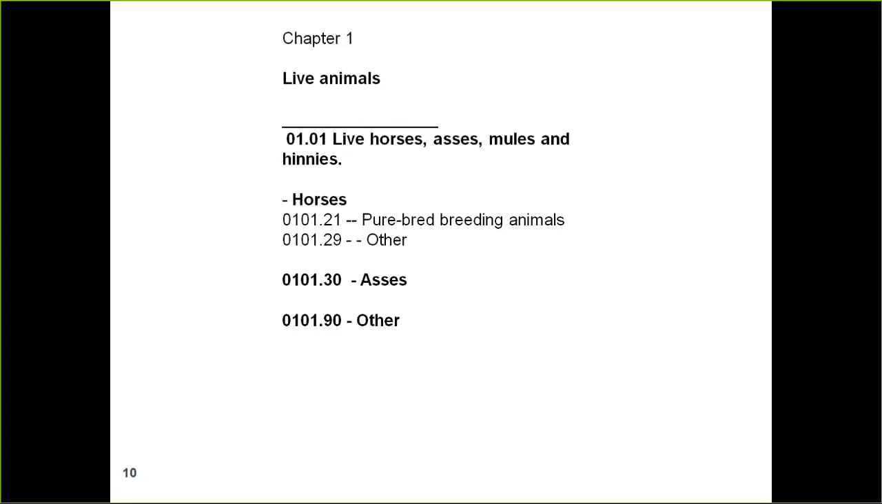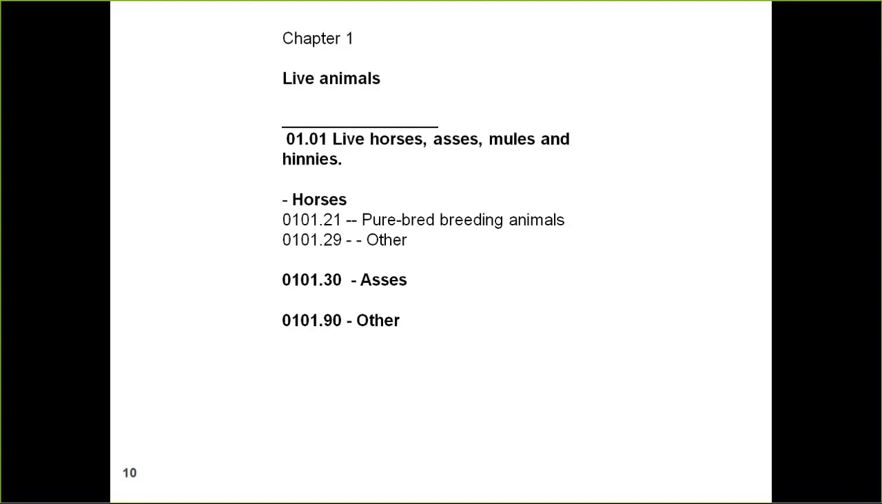However, the heading is further broken down into subheadings. We have horses, asses, 010130, and other. Let's try to understand that structure. All live horses, asses, mules, and hinnies are covered under the heading 0101. However, that heading is broken down into 3 subheadings.